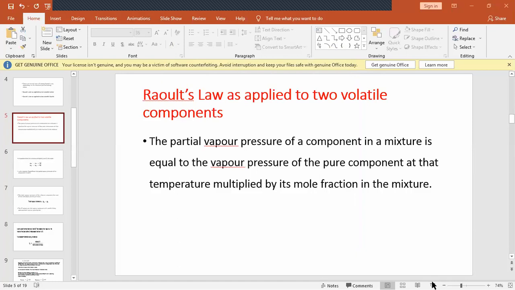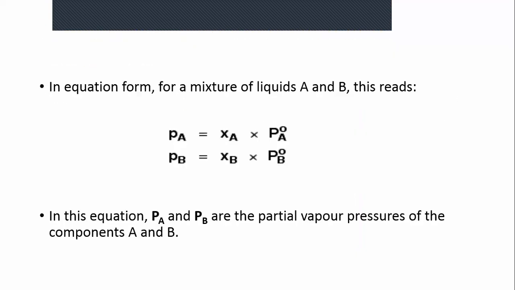So let's look at the examples given. This is exactly what I am saying. For a mixture of liquids A and B, this is the partial pressure of component A in the mixture, and it is given by the mole fraction of component A multiplied by the vapor pressure of component A as a pure liquid. That is before mixing. And for B, it is the mole fraction of B multiplied by the vapor pressure of pure component B.